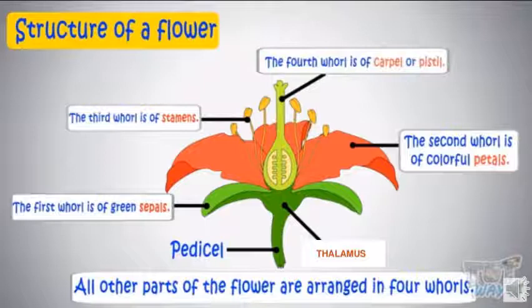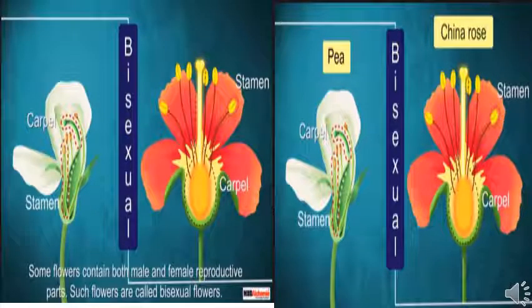Now, calyx and corolla, that is the outer two layers, are called accessory whorls of the flower because they just help in pollination but do not take part in reproduction. The third and fourth whorl, that is androecium and gynoecium, are essential parts or essential whorls of the flower because they take part in seed formation. In the flower, stamen is the male reproductive part, while carpel or pistil is the female reproductive part. Some flowers contain both male and female reproductive parts.